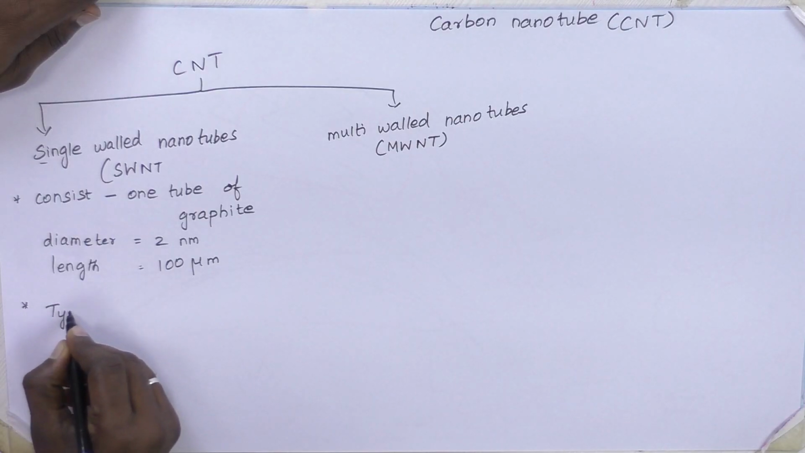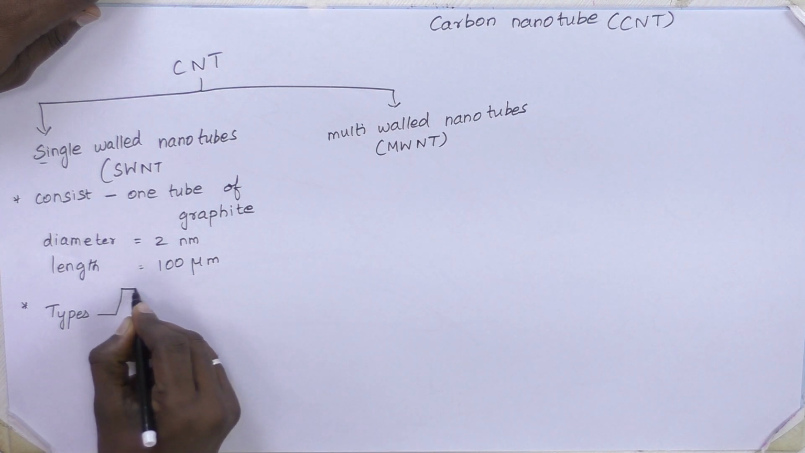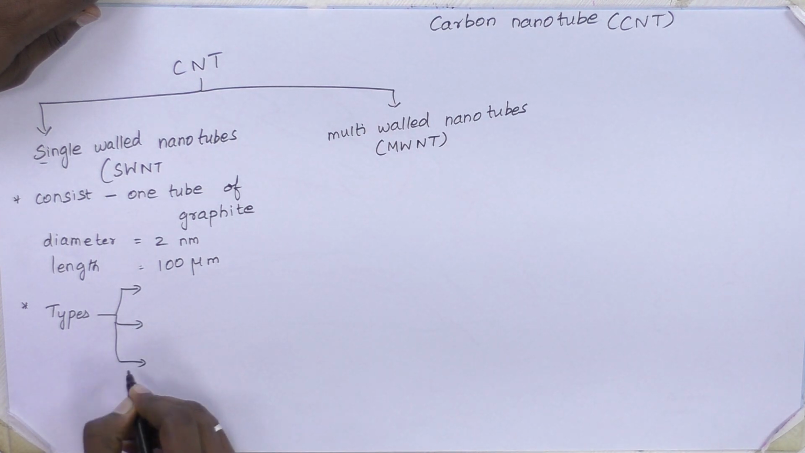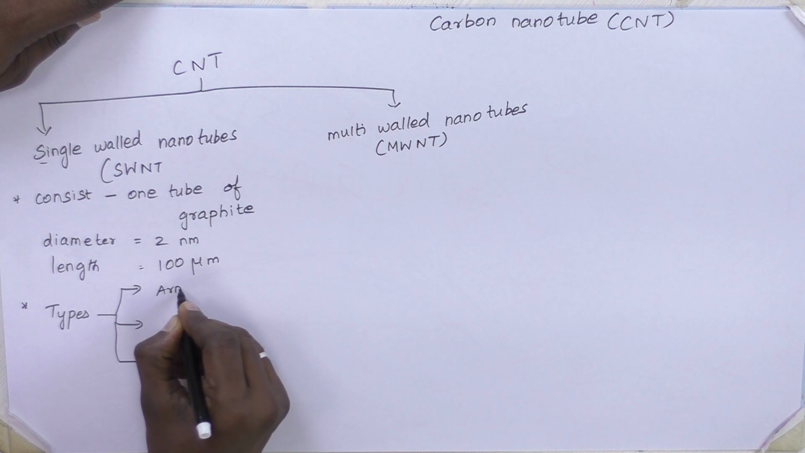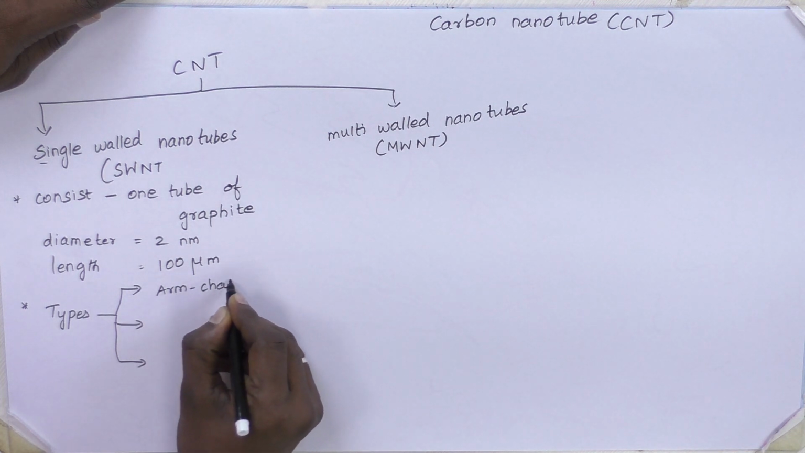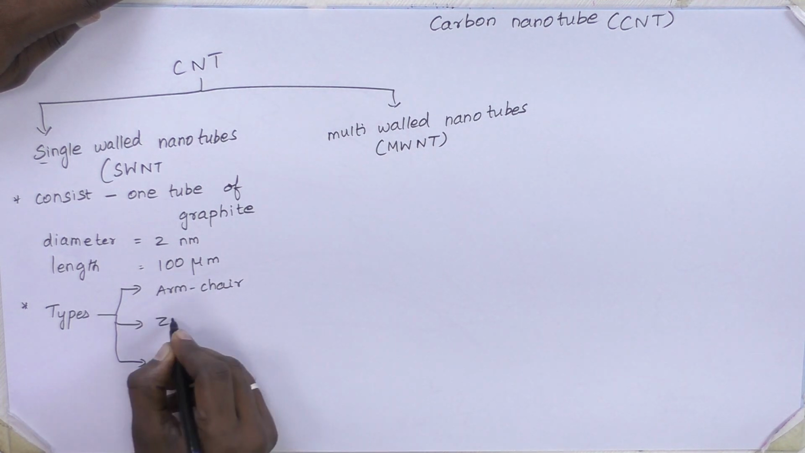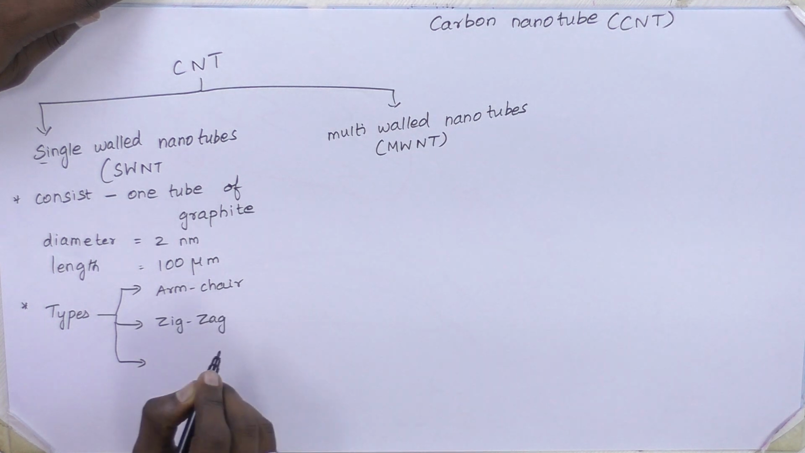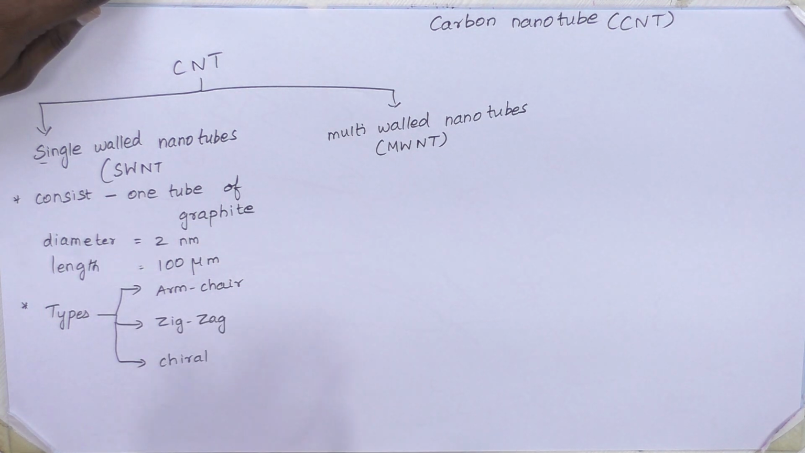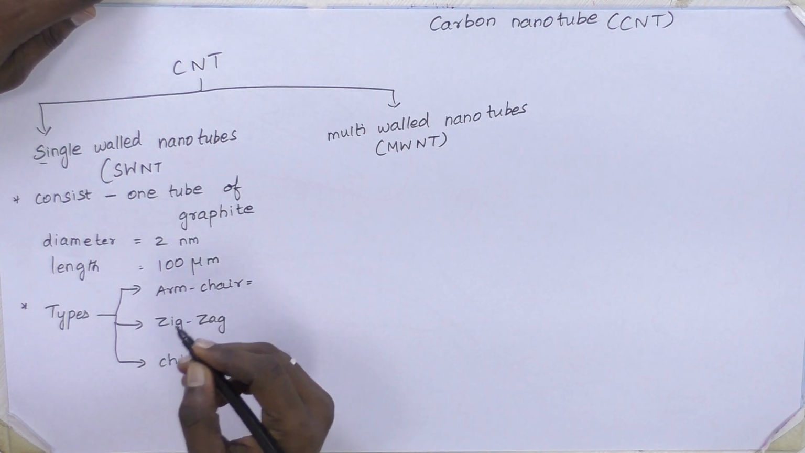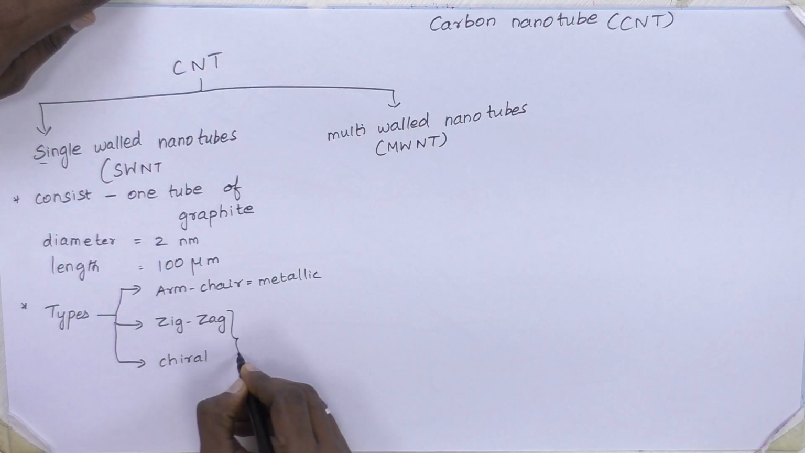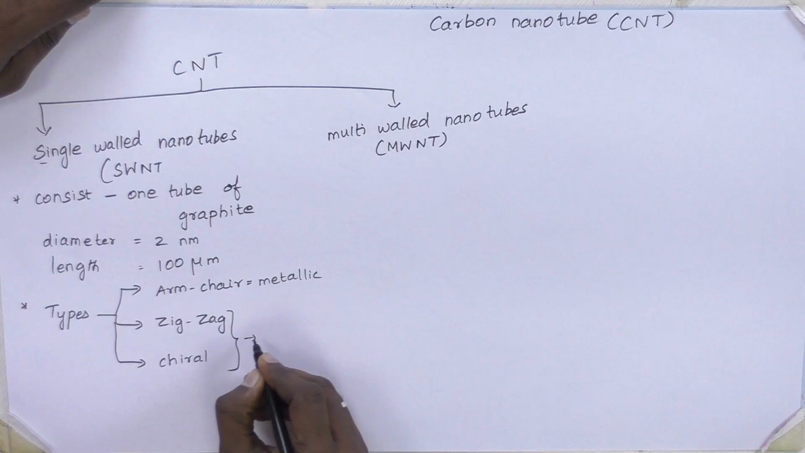The single wall nanotubes are classified into three types. They are armchair nanotubes, zigzag nanotubes, chiral nanotube. The armchair shaped single wall nanotubes possess excellent metallic property. The zigzag and chiral shaped single wall nanotubes possess semiconducting properties.